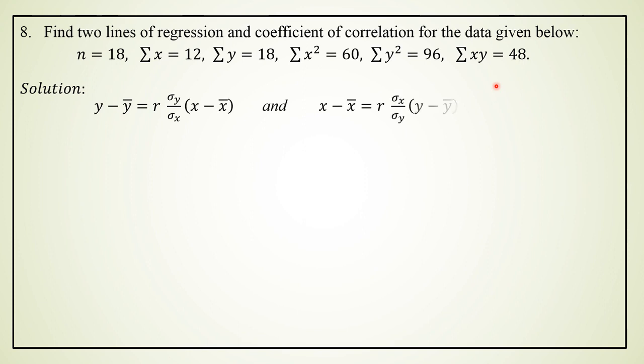We know that the lines of regression are given by y minus y bar is equal to r into sigma y by sigma x into x minus x bar, and x minus x bar is equal to r into sigma x by sigma y into y minus y bar. So in order to get the regression lines over here, I need to know the value of x bar, y bar, sigma x, sigma y, as well as the coefficient of correlation, isn't it? So let me find it one by one.